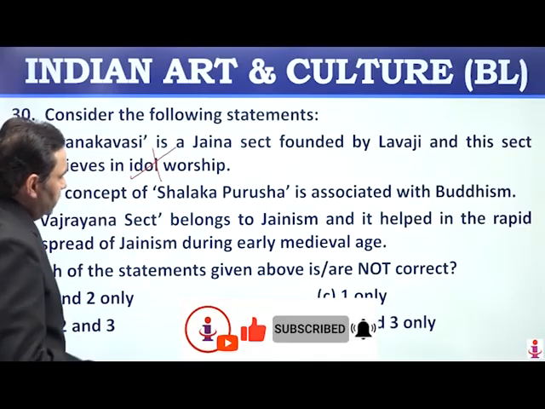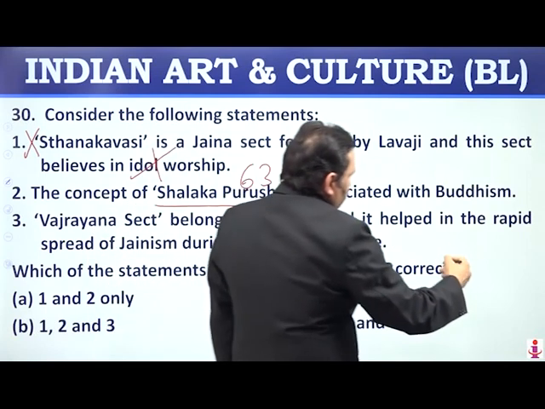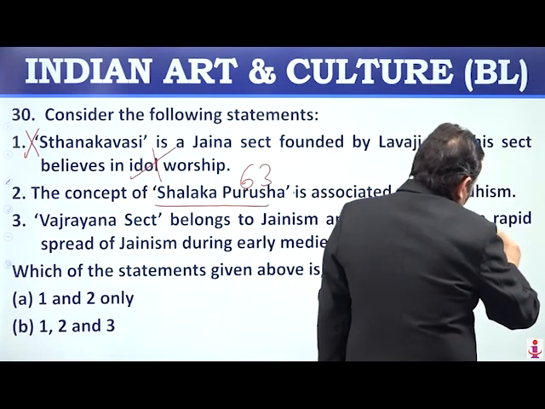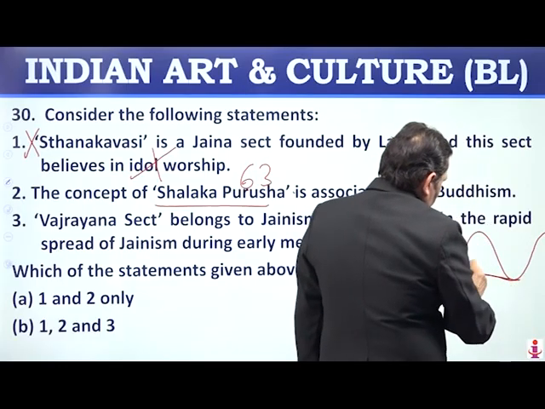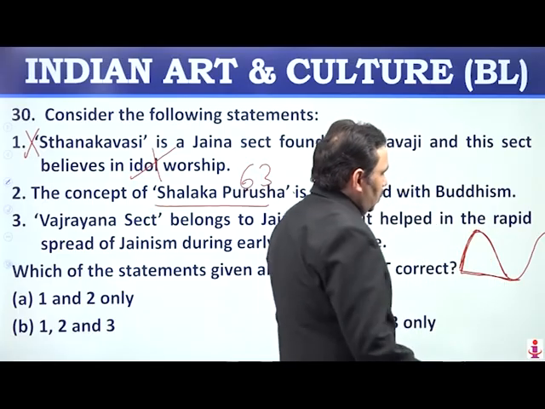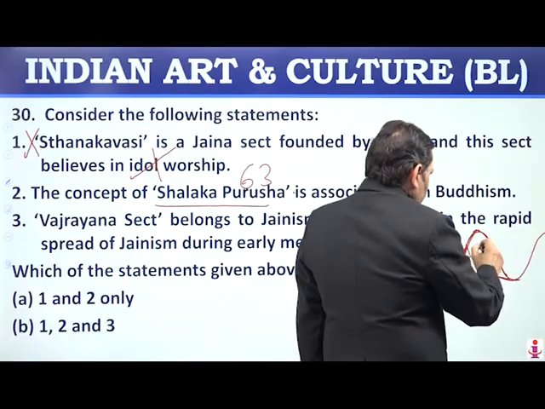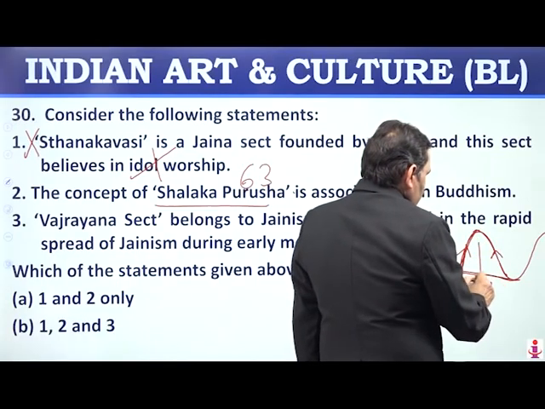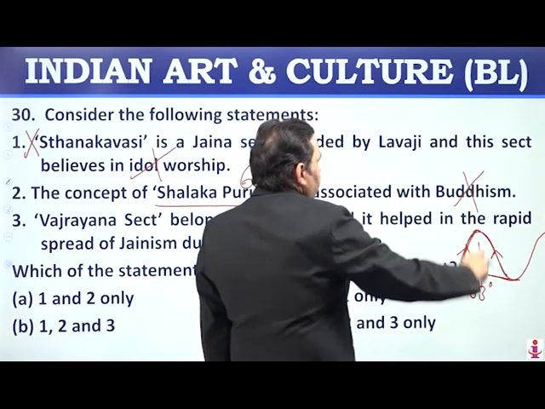Concept of Shalaka Purusha, 63 Shalaka Purusha guide universe during the cycle of rise and fall. Jaina philosophy says that the universe passes through cycles of rise and fall. One cycle of rise, Utsarpani. One half cycle of fall, Avasarpani. The universe is guided by 63 great personalities known as Shalaka Purusha. So, it's not a Buddhist philosophy, it's a Jaina philosophy.